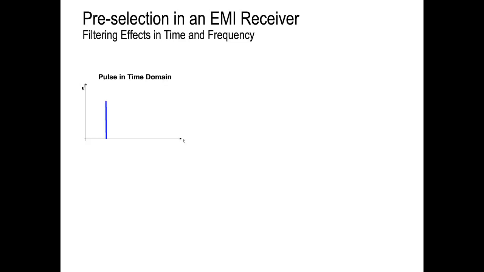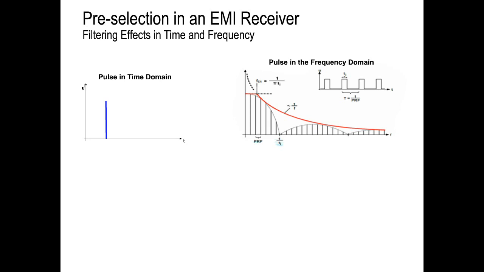So now we've come to what could be arguably the most important slide in the presentation, which is showing the effects of the pre-selection in a receiver. So here you have that single pulse in the time domain. It's very high amplitude and very short in duration. So what does that look like in the frequency domain? Again, the shorter the pulse in the time domain, the wider that lobe or that null in the frequency domain.